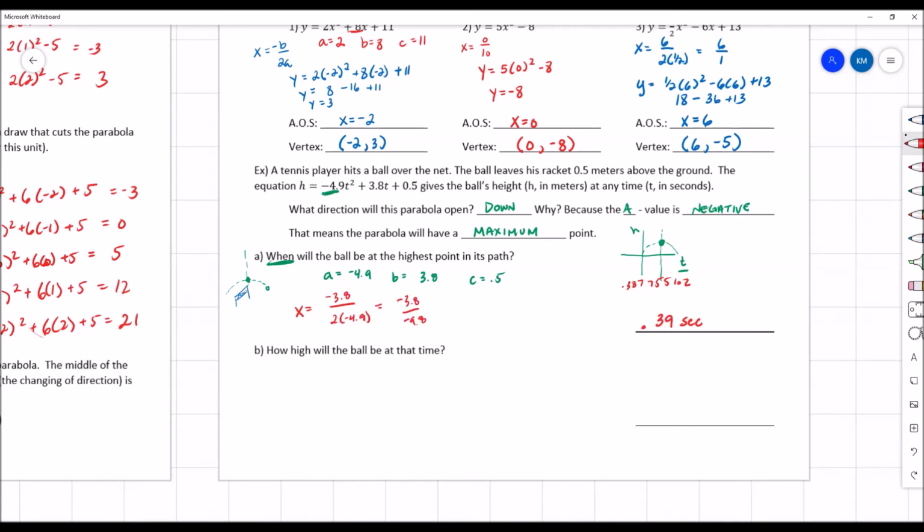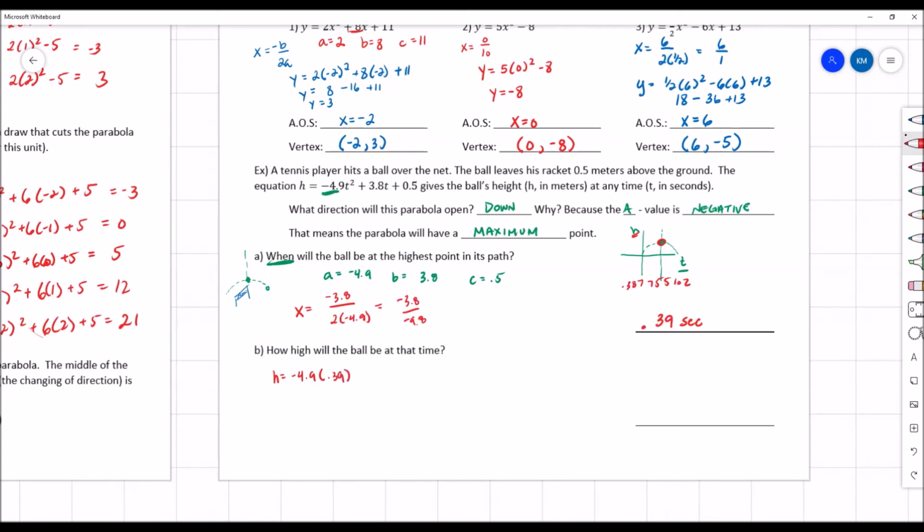Okay. Second question says, how high will the ball be in the air? Again, this is understanding what they're asking us in the graph. Our height is shown on our y-axis. They're basically asking us, what's the height when the ball's at its maximum point? And we've already done that. That's the vertex, right? We said the maximum is the name of the vertex in this case. So we can find that by just plugging it into our function. h equals negative 4.9, and our time where it reaches the highest is 0.39 seconds.